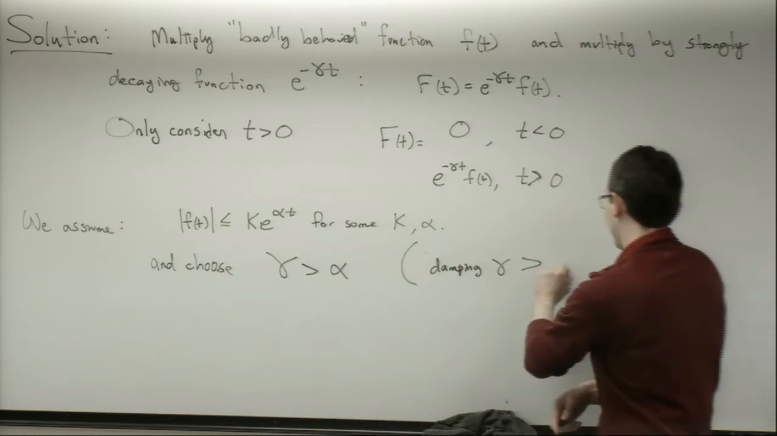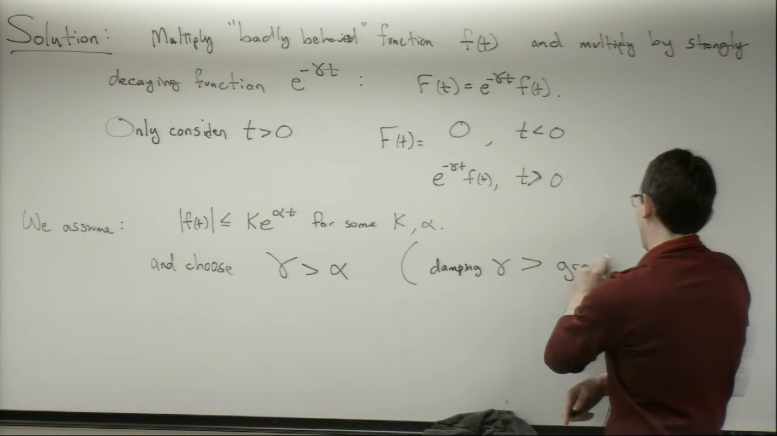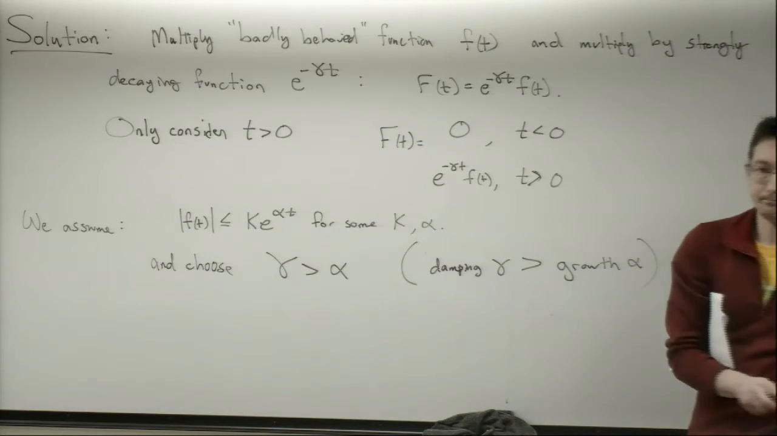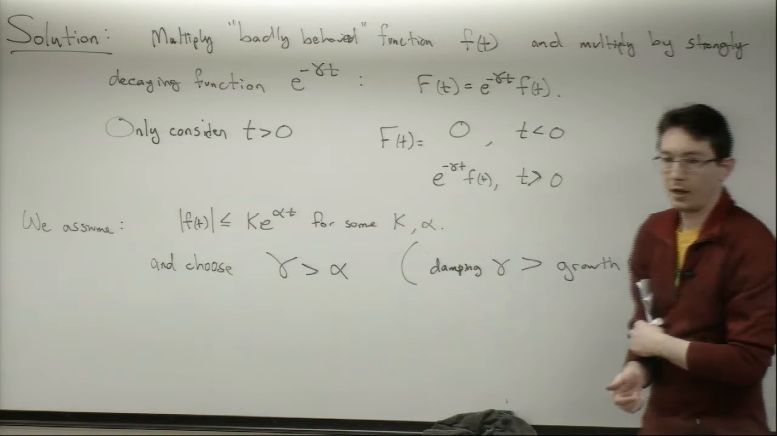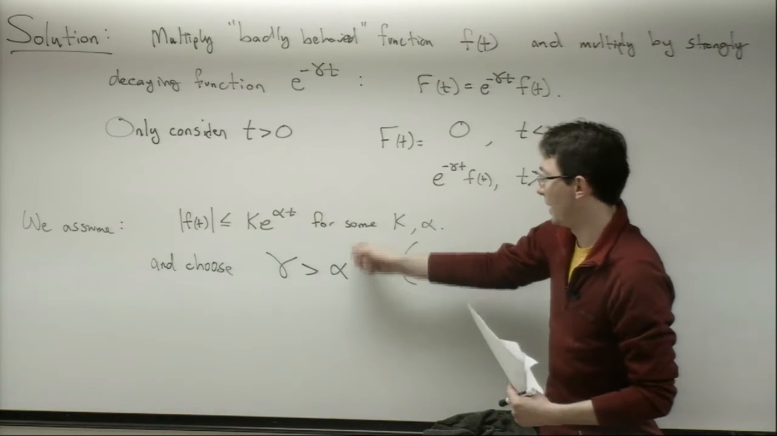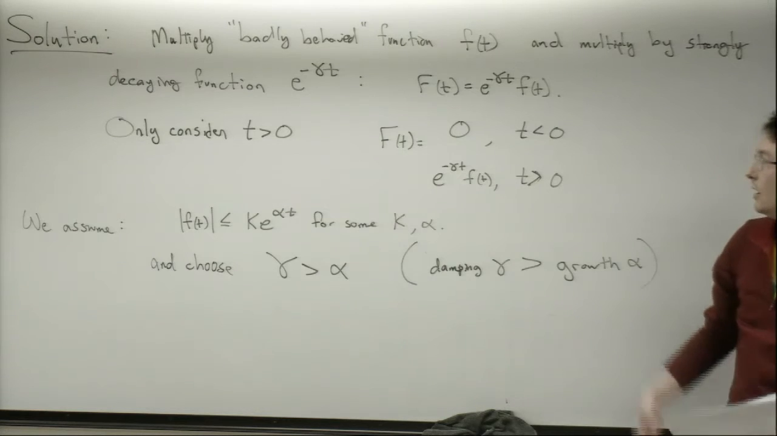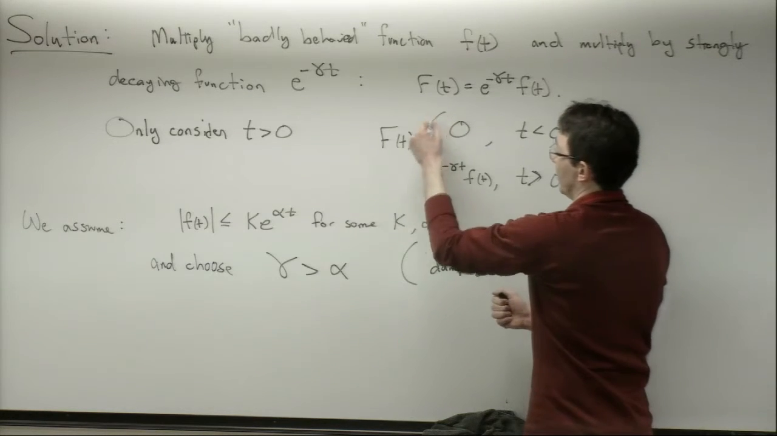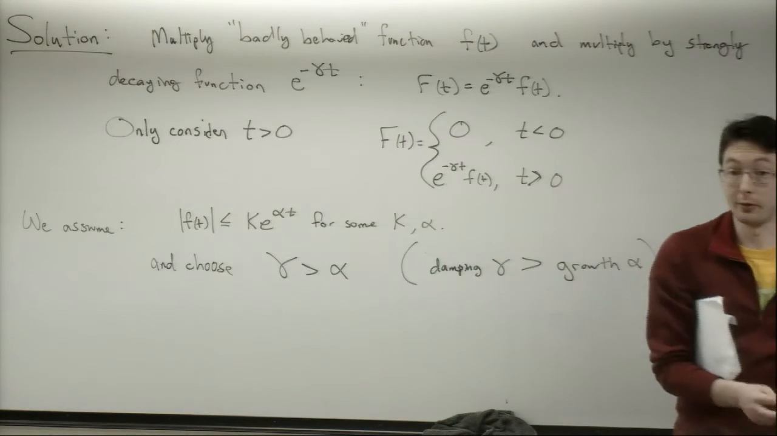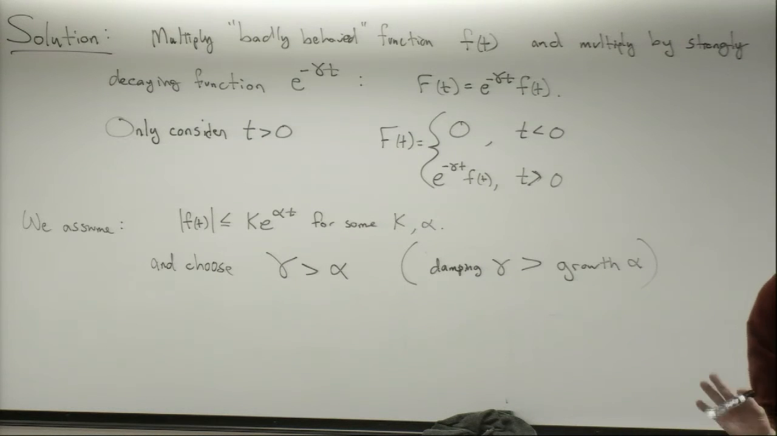Gamma is larger than the growth alpha. Okay? So this is just a mathematically precise way of guaranteeing that this function f of t is going to converge like I want it to, meaning that I can do the Fourier transform. Does this make sense? We want to be able to generalize Fourier transforms to badly behaved functions.